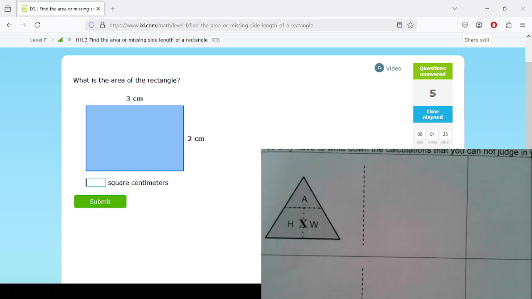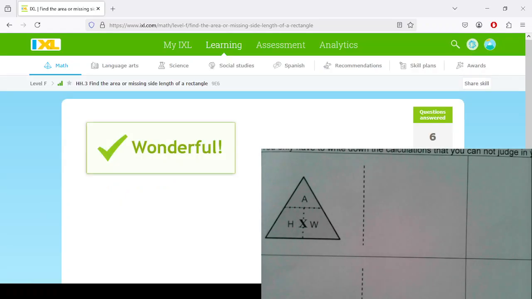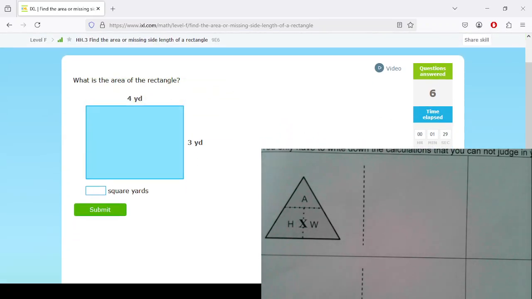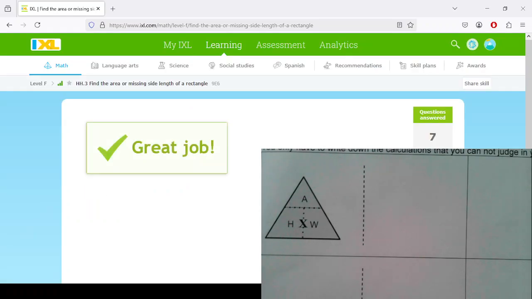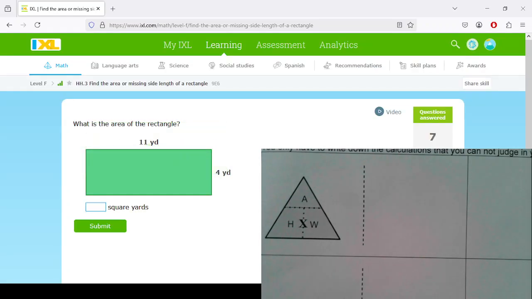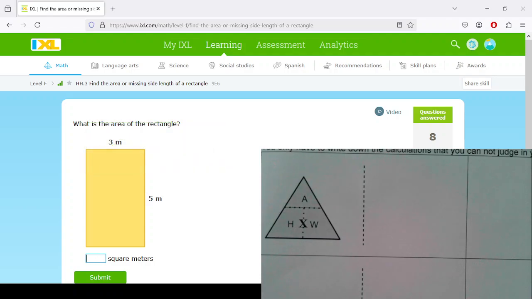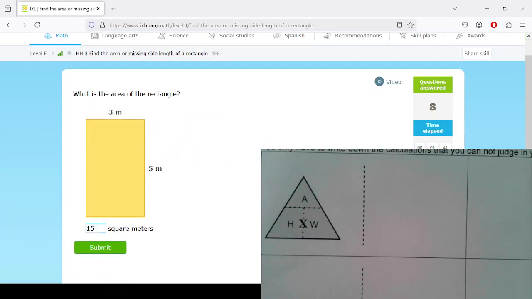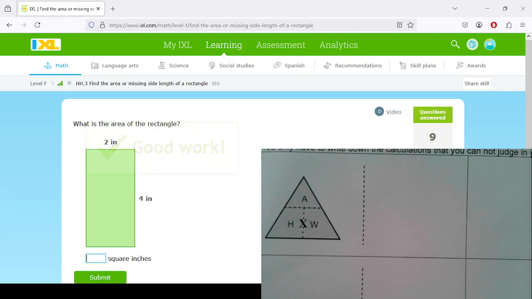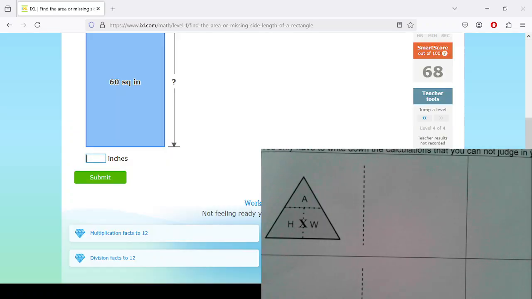3 centimeters times 2 centimeters, that's 6 square centimeters. 4 yards times 3 yards, that's 12 square yards. 11 yards times 4 yards, that's 44 square yards. 3 meters times 5 meters, that's 15 square meters. 2 inches times 4 inches, that's 8 square inches.